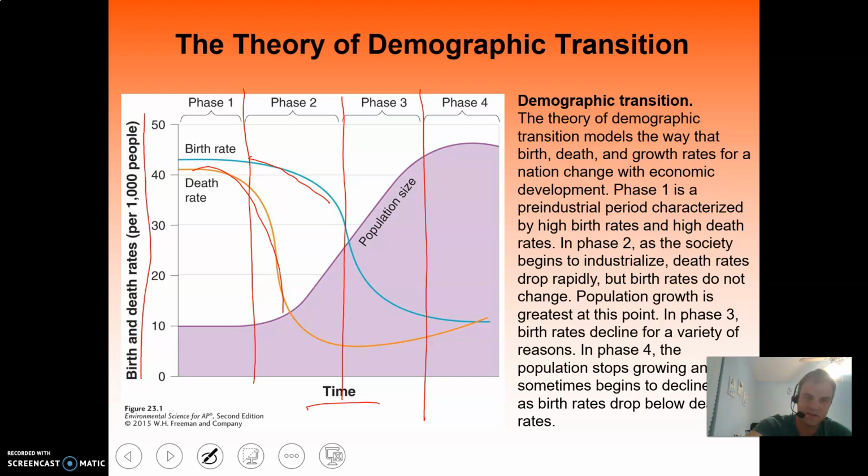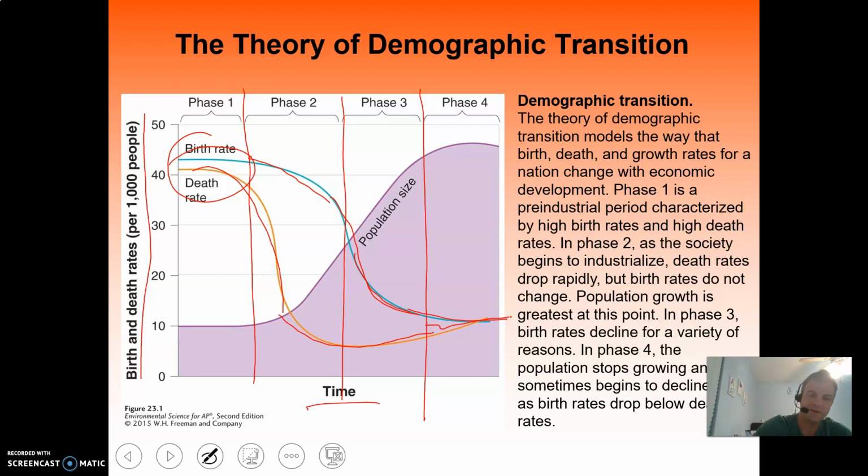Now, what happens in phase 3 is that your deaths will pretty much level out. You may see a slight increase, but what happens to your birth rates is your birth rates will start to drop. People will start having less kids. It's not that the kids are dying. That's what's happening here, because you have a lot of infant mortality here. It's just people stop having as many kids as they had before. And finally, in phase 4, you basically have a leveling out of both the birth and the death rate.